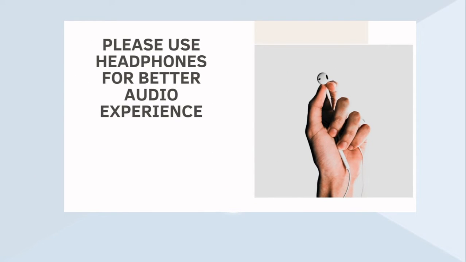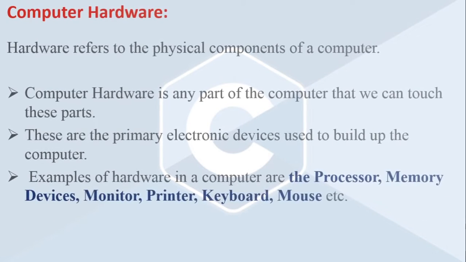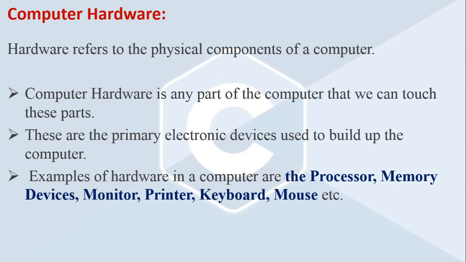We can discuss some more basics of computers in this video. First of all, we can discuss computer hardware. Hardware refers to the physical components of a computer. Computer hardware is any part of the computer that we can touch. We can touch and feel the presence of these components. Such parts of the computer are known as computer hardware. These are the primary electronic devices used to build up a computer. Examples of computer hardware are the processor, the memory devices, monitors, printers, keyboard, mouse, etc.